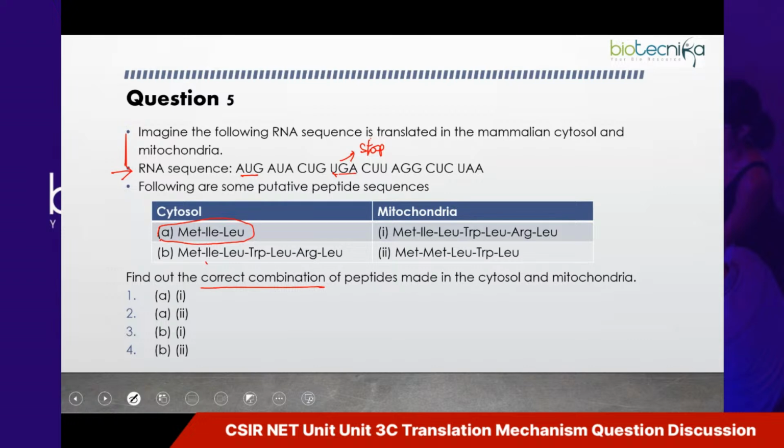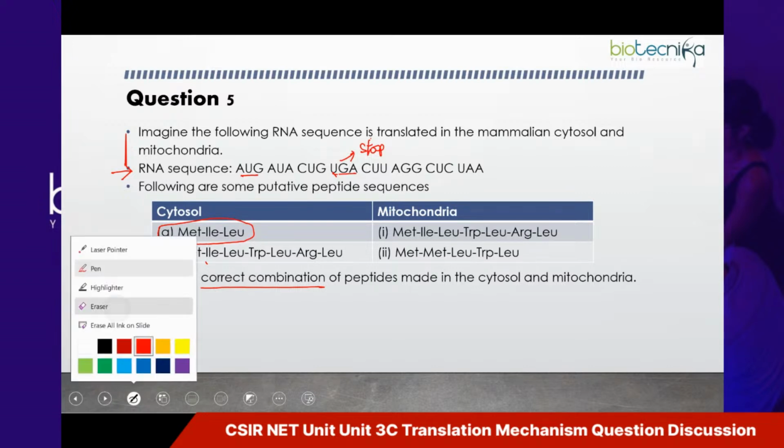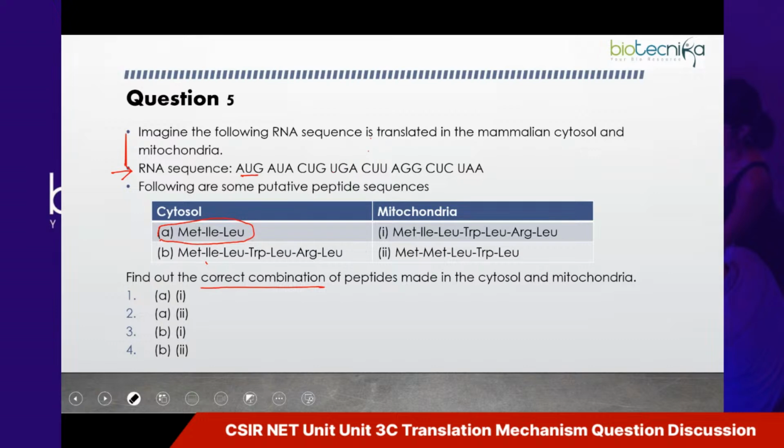Now the same sequence, if it has to be translated in mitochondria, what will be the response? In mitochondria, AUG is a stop codon. But now you have to remember, think about the differences. Is UGA a stop codon in mitochondria?